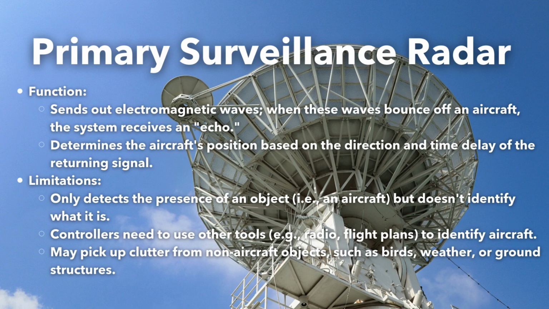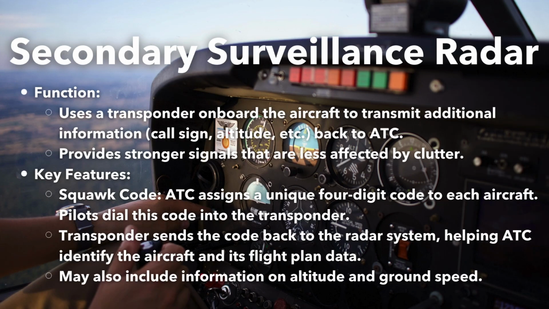However, PSR only informs controllers that something is in the airspace without providing details about what that object is. Controllers need to rely on additional sources such as radio communications or flight plans to identify the aircraft. Additionally, PSR can sometimes return signals known as clutter from non-aircraft sources such as birds, ground structures, or weather conditions like rain or snow. On the other hand, SSR provides much more detailed information.